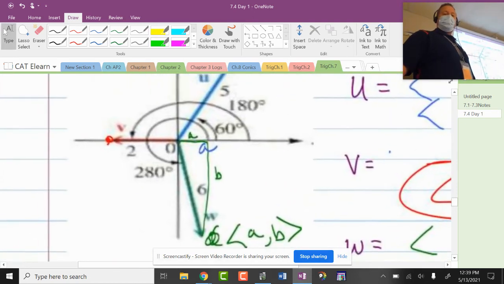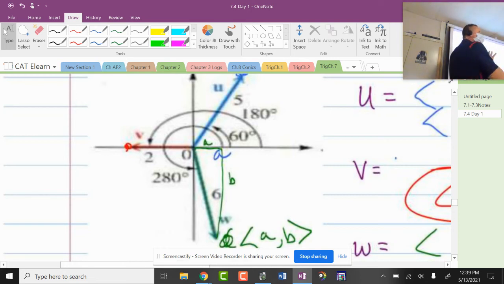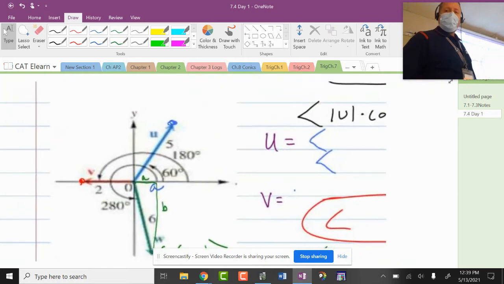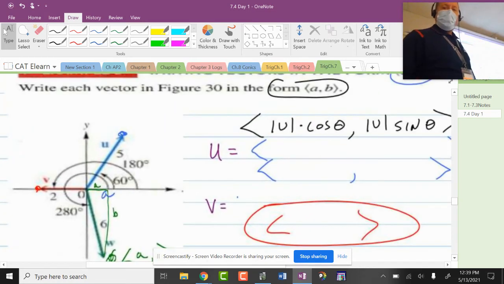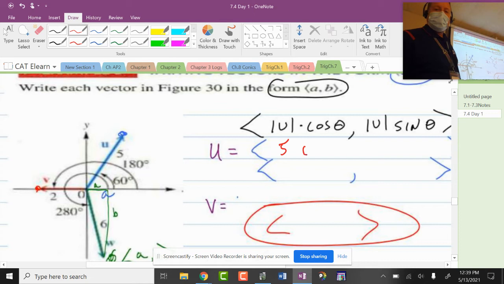You know, we have this, and I'm glad I gave you the note sheet. It's kind of all ugly looking, but let's do the blue one first. The blue one is 5. That's its magnitude. That's where that 5 is for you. And then it's cosine 60, and then comma 5 sine 60.